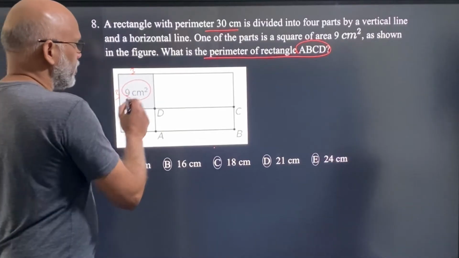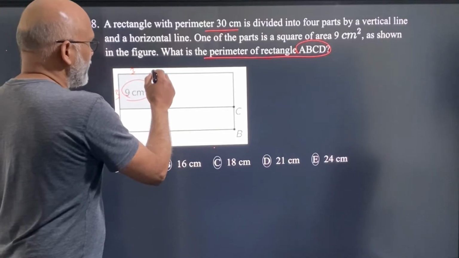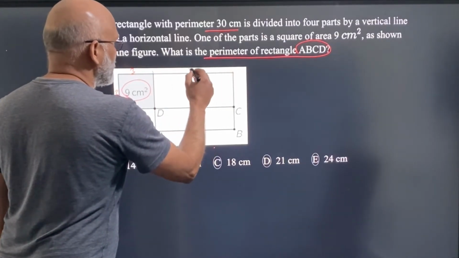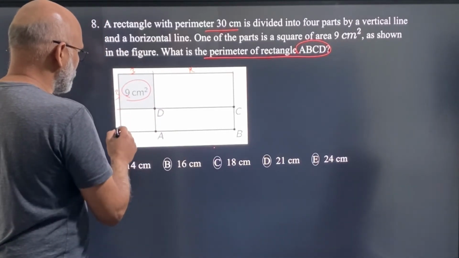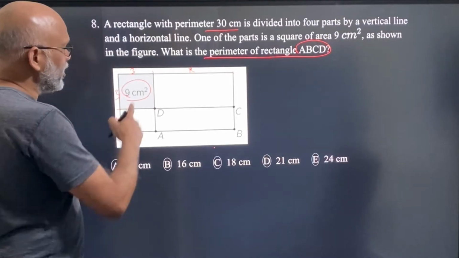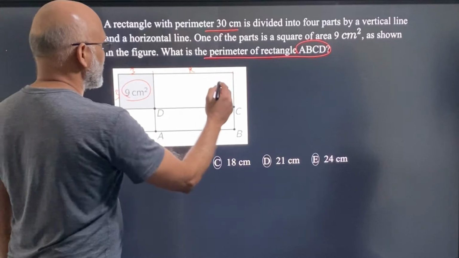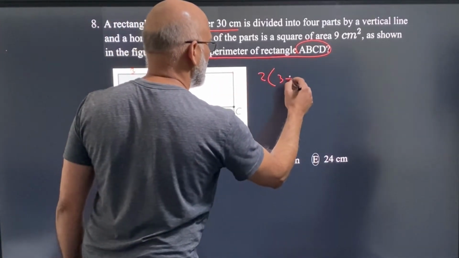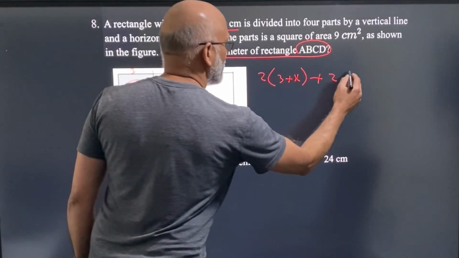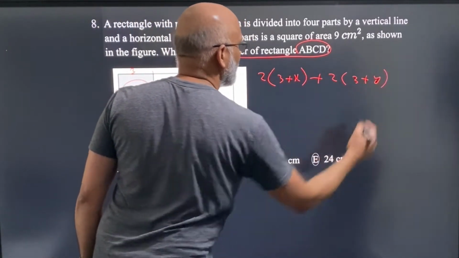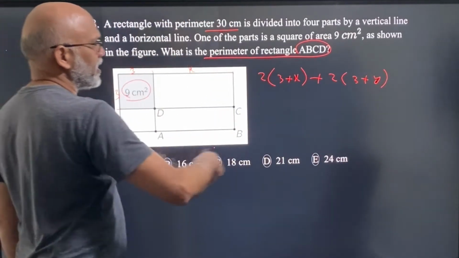Okay. Now, also given to us is the perimeter. To know the perimeter, we also need to know the x. So let me assume this distance is x. So then I know this length. And this is 3. So let me assume this is y, right? So let me write down the perimeter in terms of these numbers. So 2 times this side, so 2 times 3 plus x plus 2 times this side, 2 times 3 plus y. So that would be the perimeter in terms of x and y, and that is given to us, that is 30.